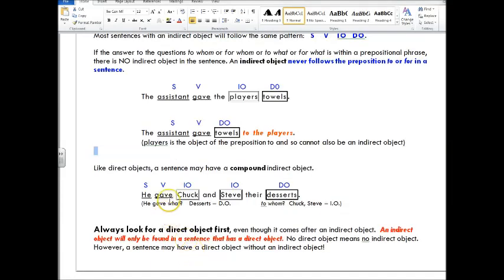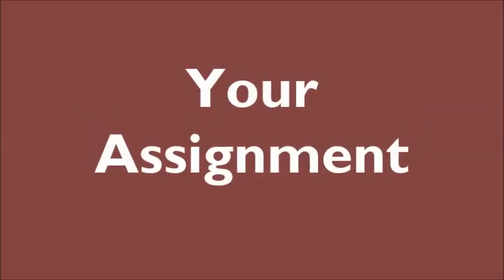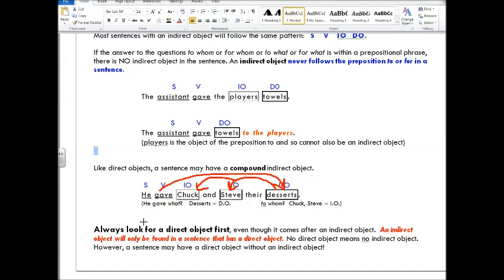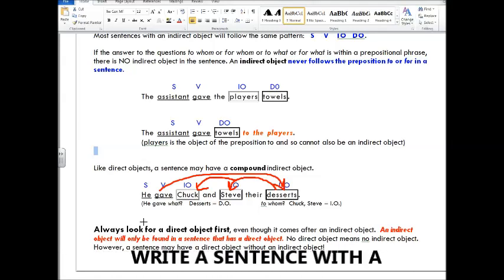Okay, so just like direct objects, a sentence may have a compound indirect object, meaning more than one. He gave Chuck and Steve their dessert. So he gave what? Subject, verb. He gave dessert. Okay? So I'm just going to draw my little arrow. He gave dessert. To whom did he give the dessert? Well, he gave it to Chuck and to Steve. Okay? Has a direct object and an indirect object in it.